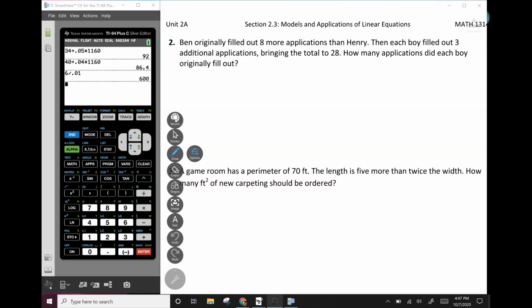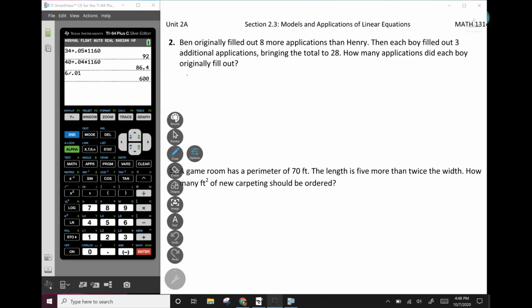All right, number 2. Ben originally filled out 8 more applications than Henry. Then each boy filled out 3 additional applications, bringing the total to 28. How many applications did each boy originally fill out? So we're looking for how many applications they originally filled out.